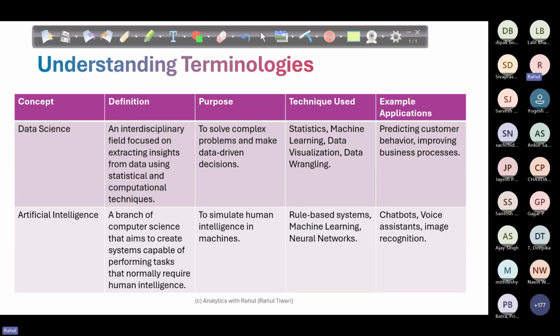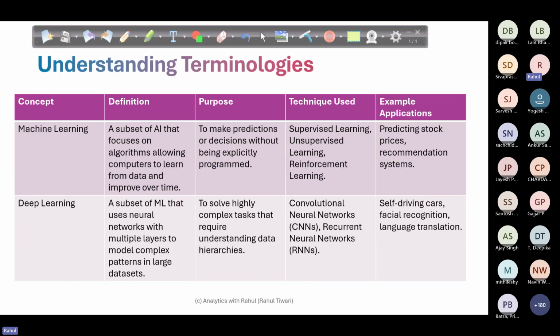If I talk about artificial intelligence, it is a branch of computer science that aims to create systems capable of performing tasks that normally require human intelligence. The purpose is to simulate human intelligence in machines. The techniques which we use are rule-based systems, machine learning, and neural networks. Examples are chatbots, voice assistants, and image recognition.